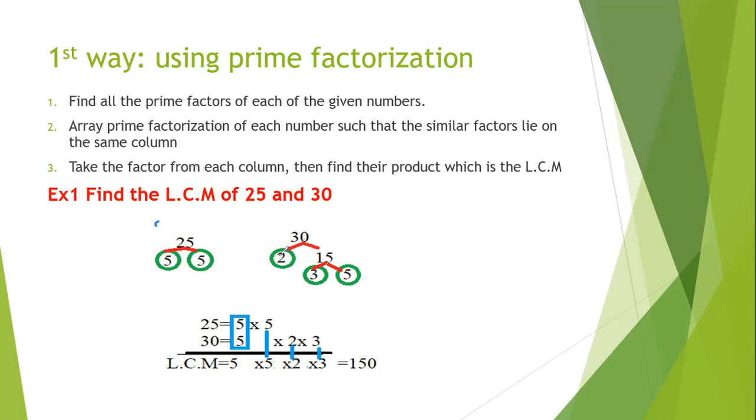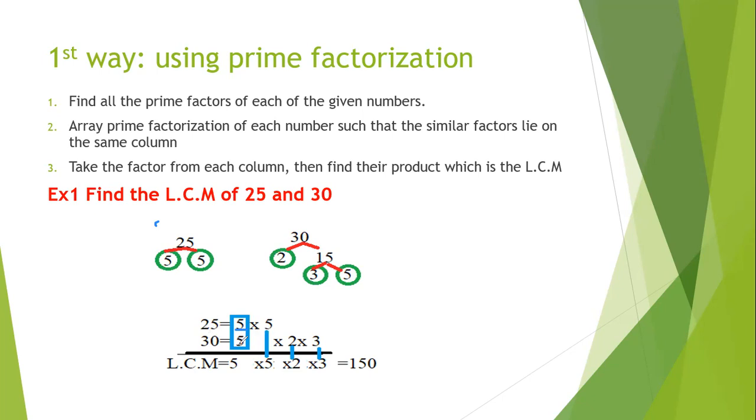2 is a prime number, so go to the next and the other branch. And how can I get 15? By multiplying 3 by 5. Both of them are prime factors. Now let's write 25. I write it 5 times 5. Then 30, 2 times 3 times 5. I have to write 5 under 5.